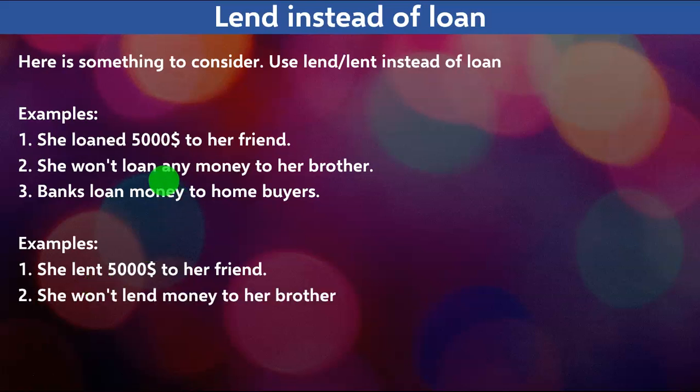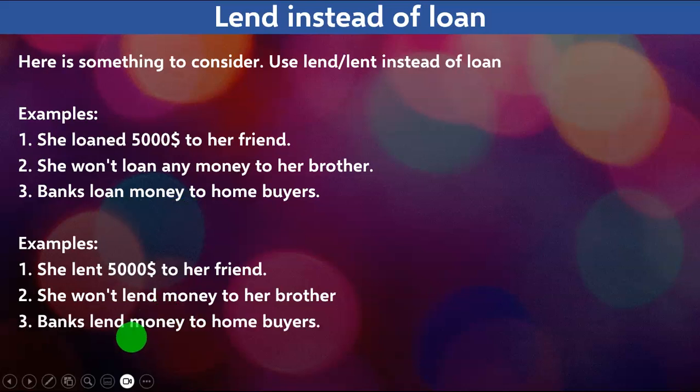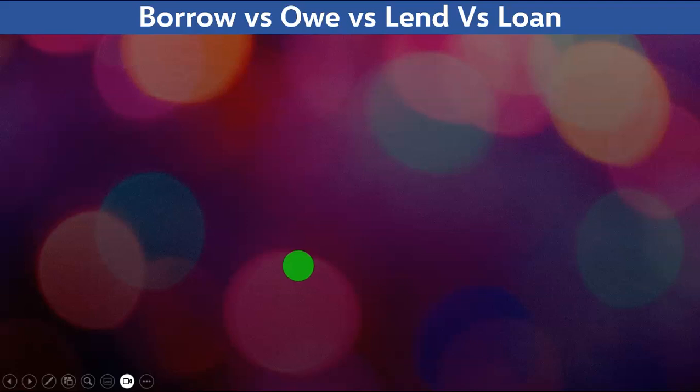Number two, she won't loan any money to her brother becomes: she won't lend money to her brother. So instead of loan, we are using the word lend, which is the present tense. Number three, banks loan money to home buyers becomes: banks lend money to home buyers. So what I'm trying to say here, friends, is that you can use the word lend instead of loan in most cases. Let's move on. Now let's understand the difference between borrow, owe, lend and loan.